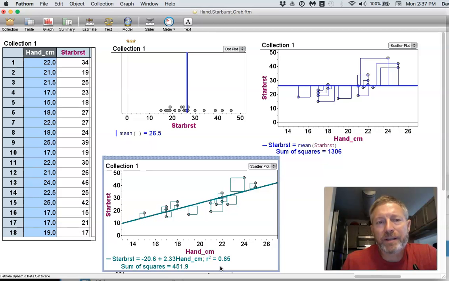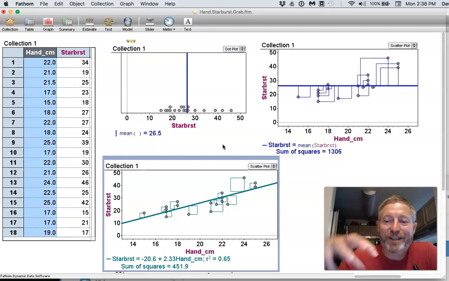R squared is the percent of the total variation that we started with that can be explained or accounted for, or in this case, really eliminated. I mean, it's gone now. It's not there anymore by putting a linear model on an explanatory variable, hand span. So when we say that definition from our textbook, it might make a little more sense in a real case like this. And when you think about it, not all the variation can be attributed to hand span.